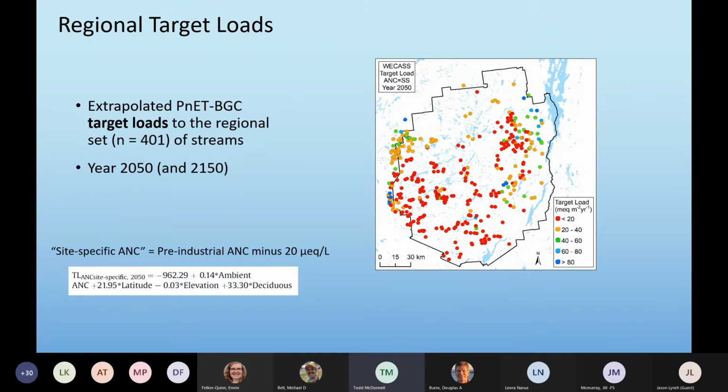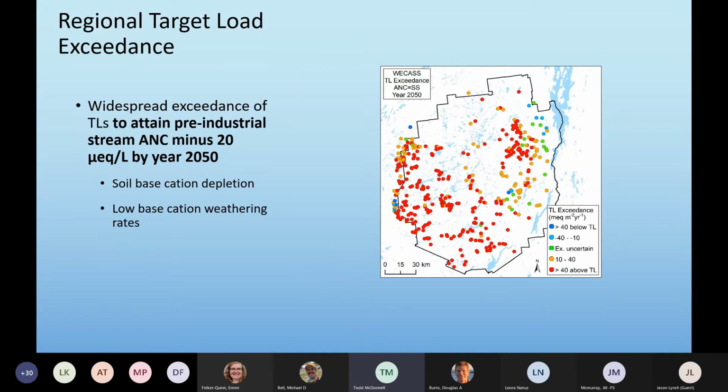We also extrapolated the PnET-BGC target loads to the regional set of streams. And here's an example for year 2050 based off that site-specific ANC endpoint, that pre-industrial ANC minus 20 microequivalents per liter. So we're really trying to get back to what was once there. And here's an example of a regression equation that was developed to predict the site-specific ANC target loads. It's based on the ambient ANC concentration, so the ANC that we have today, and then we include the latitude of the site, the elevation, and the extent of the deciduous forest within the watershed. So we use those parameters, and we can predict the target loads at all these other sites. We see widespread low target loads for this site-specific endpoint. Next slide showing widespread exceedance of those target loads.